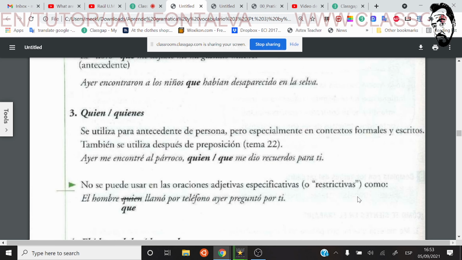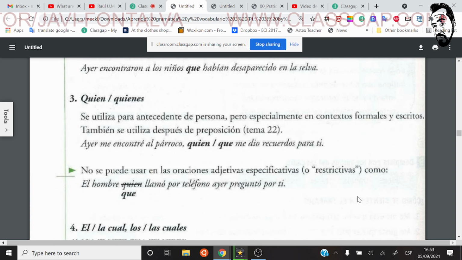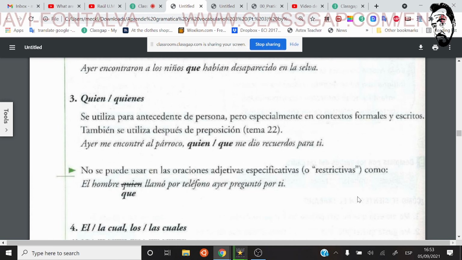Que can be for any object. For example, there was a sentence with a book. So basically you can use que almost always. As a matter of fact, in this sentence you can also say que. It's the same. The only difference is the register. Also remember, you can only use quien when it's between commas, which is an explanatory sentence, so to say.